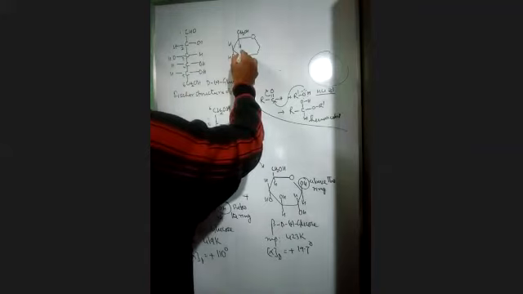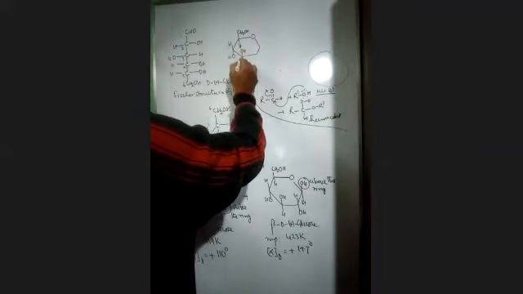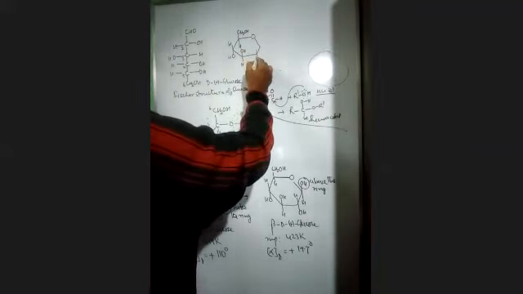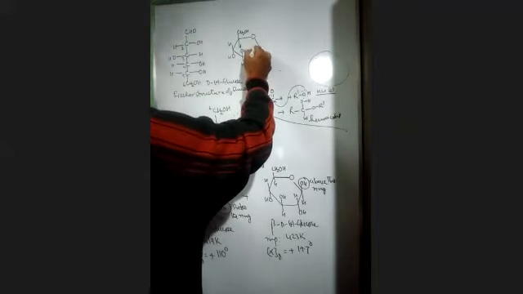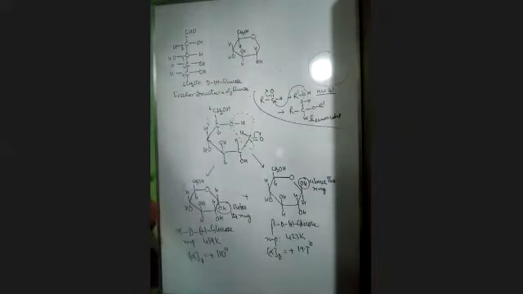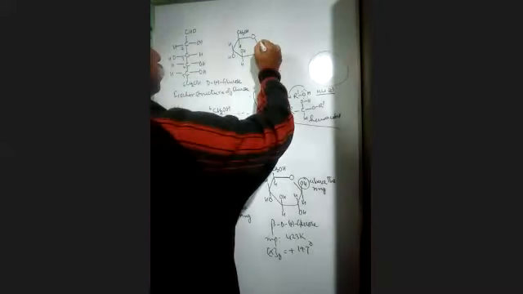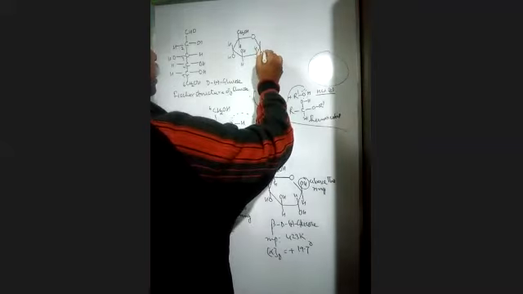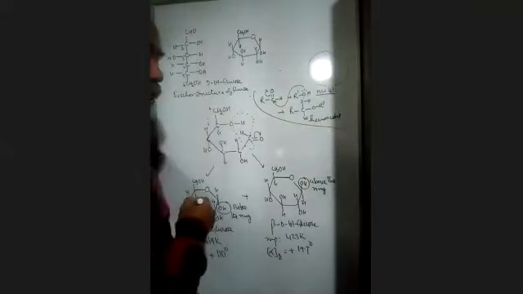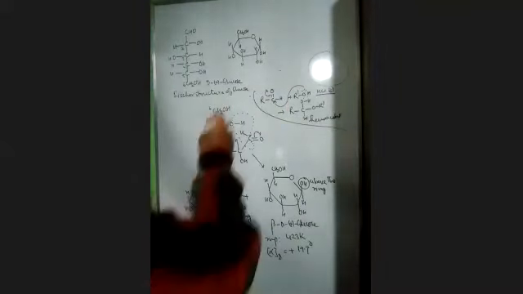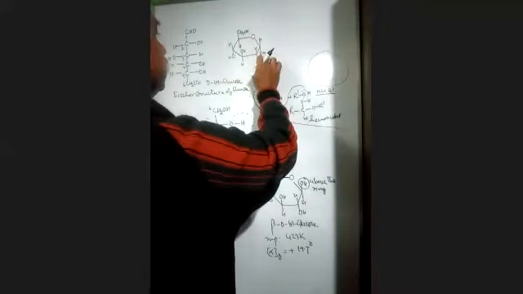Then it will be above. Then it will be below. So this is common in both the structures. Now if it is alpha, I told you alpha is below the ring, so write down here. Then if it is beta, you write your OH on the top. And you did.